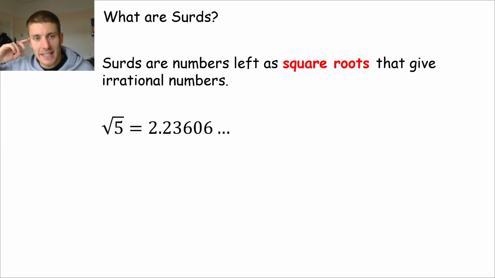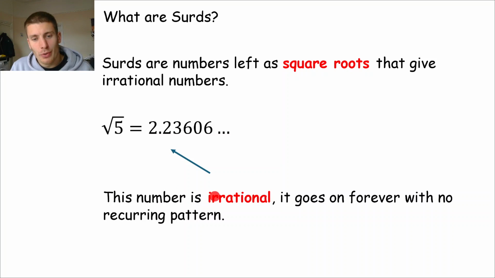Okay, so what is a surd? Surds are numbers left as square roots that give irrational numbers, so decimals that do not terminate, do not finish. For example, root 5 is a surd because if you put this into your calculator, you get 2.23606, and this decimal keeps going on forever and ever. It doesn't repeat, it never terminates, it never stops. Therefore, root 5 is a surd, because you can't write it as a whole number, an integer. This number is irrational. It goes on forever with no recurring pattern. It does not terminate. Therefore, root 5 is a surd.